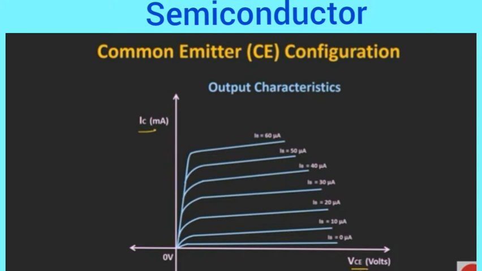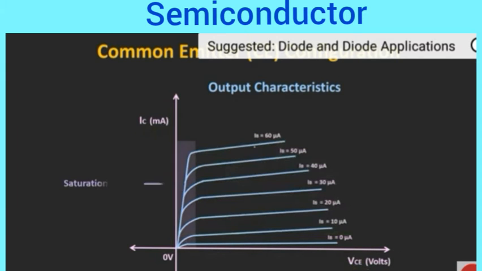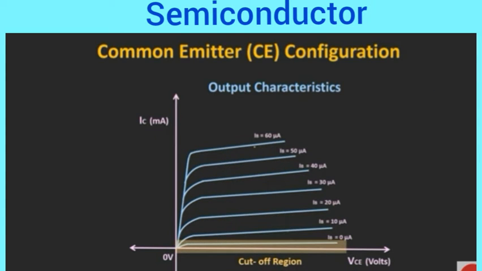Now similarly, let's see the output characteristic. The output characteristic shows the relationship between IC versus VCE. Curves are shown for different values of the base current. Now this characteristic can be divided into three regions. One is the active region, second is the saturation region, and third is the cutoff region. So one by one, let's talk about each region.